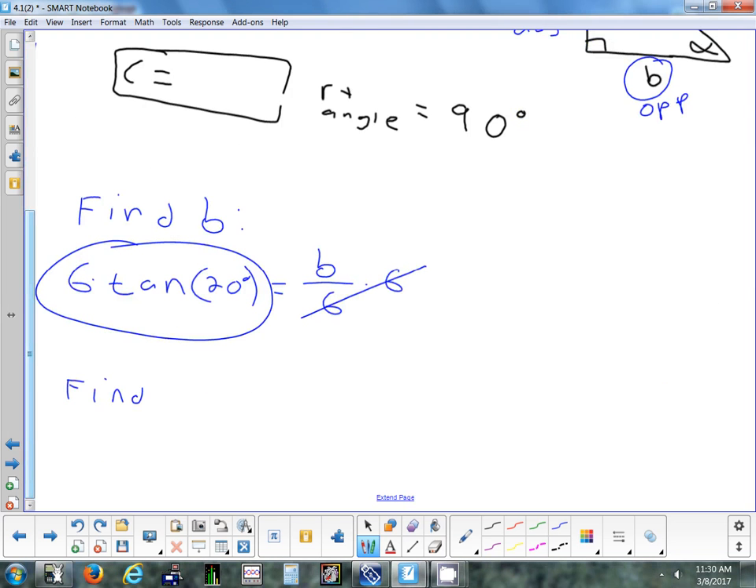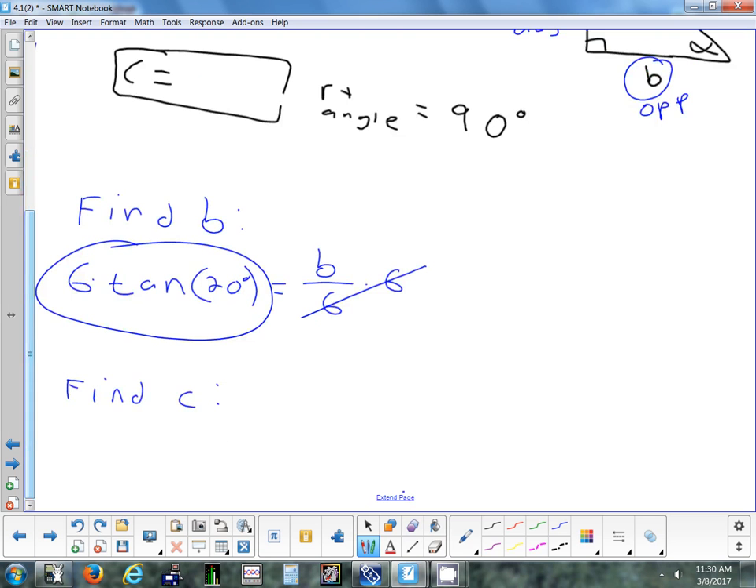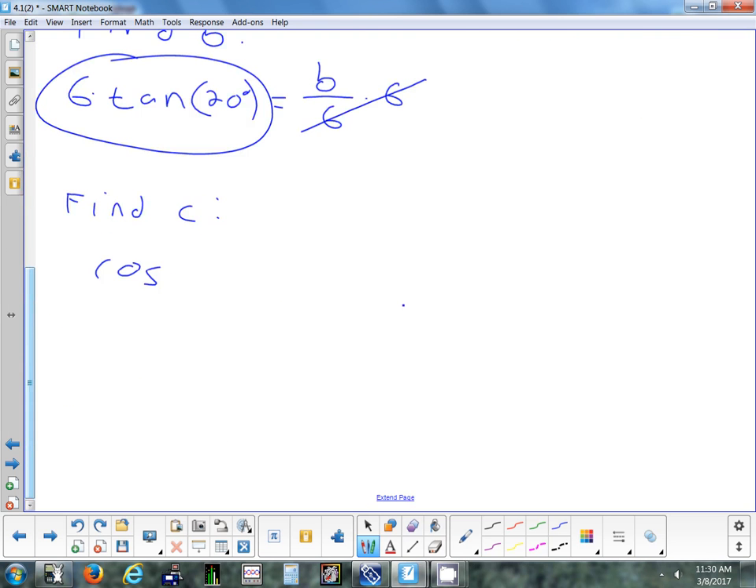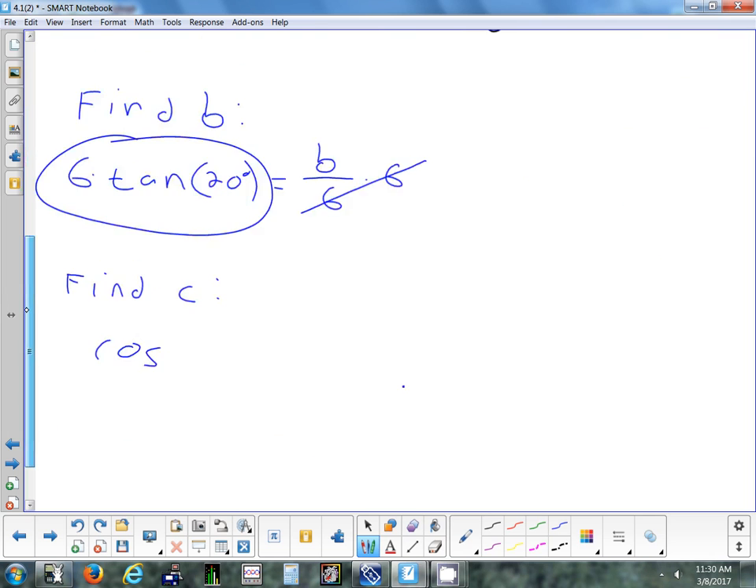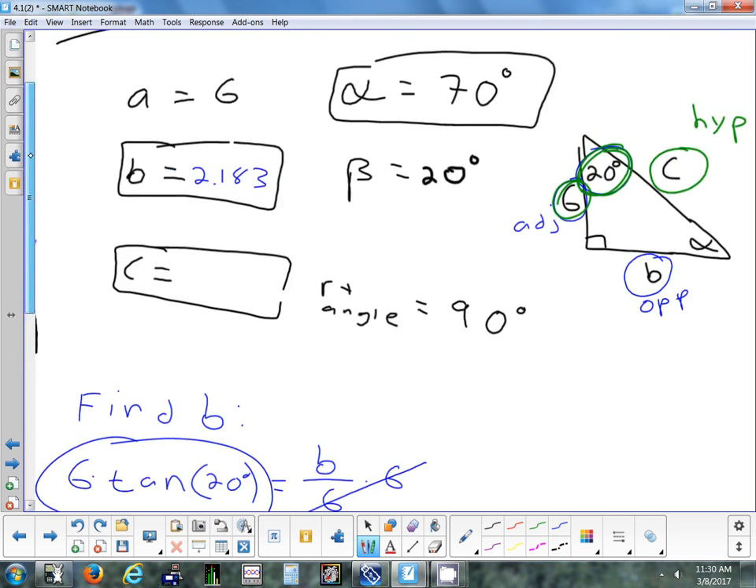All right, so let's find C. And this time we'll focus on the 6, the 20, and the C. C is the only side we hadn't labeled. It's the hypotenuse. And Michael, what trig function would involve the side that I want to know and the side that it was given? Cosine. Adjacent over hypotenuse. So we'll set up our equation. Cosine 20 equals adjacent over hypotenuse, 6 over C.